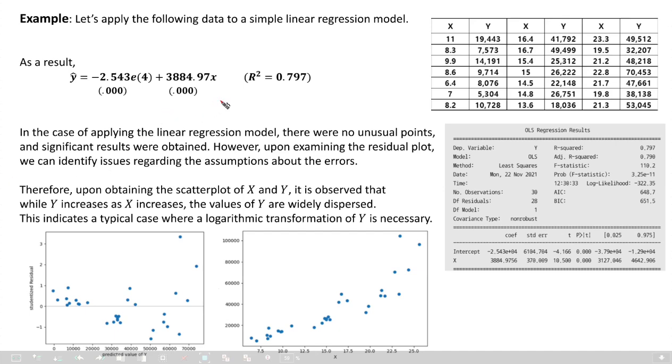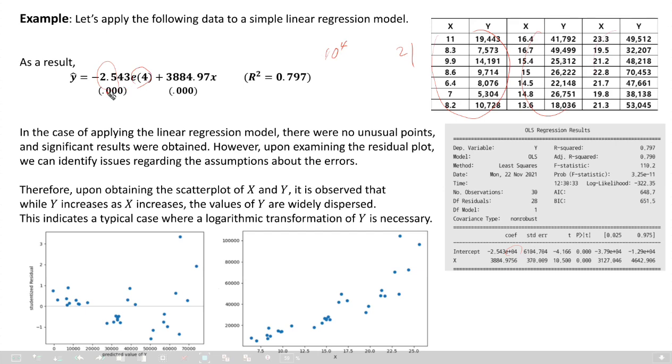This is an example. Let us apply the following data to a simple linear regression model. There are 21 data points, x and y, okay? So we got a result from computer software. Here, the intercept is minus 2.543e+04, which means 10 to the power 4, okay.